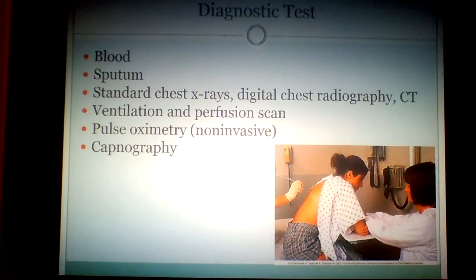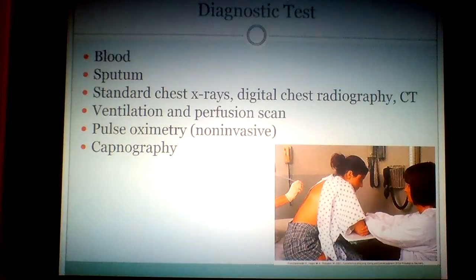Induration of 10 millimeters or greater indicates typically active TB infection, okay? So definitely want to know that. And if they have a negative result, it means they have no exposure or anything. So that's for our skin testing. And we always want to make sure that we remember that.